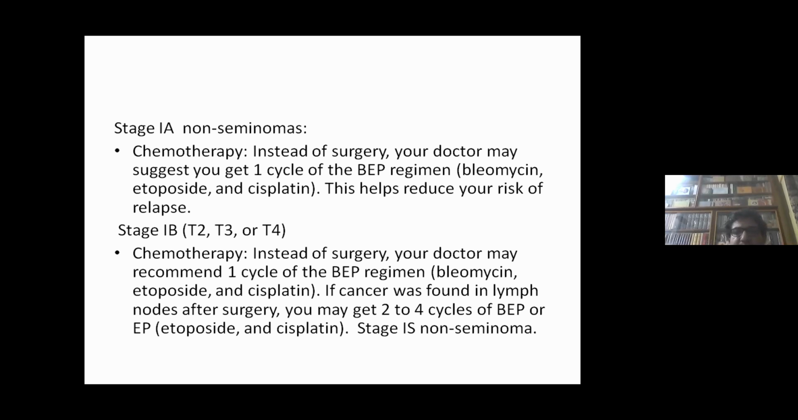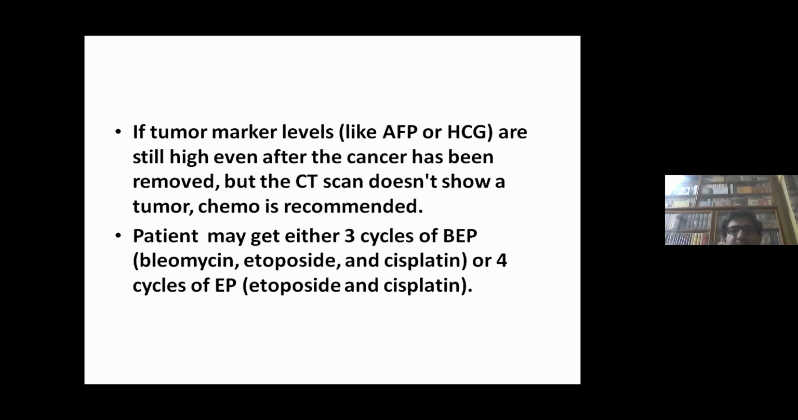Now for stage 1S non-seminoma. If tumor marker levels are still high even after the cancer has been removed, but the CT scan does not show a tumor, chemo is recommended. Patient may get either 3 cycles of BEP or 4 cycles of EP.